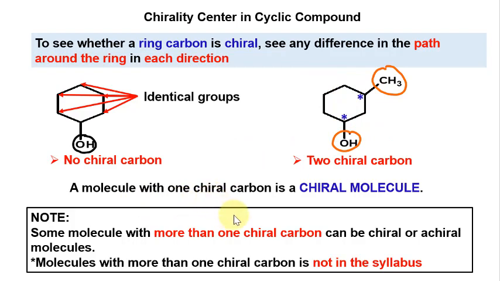A molecule with 1 chiral carbon is a chiral molecule, but molecules with more than 1 chiral carbon can be chiral or achiral. But molecules with more than 1 chiral carbon are not in the syllabus.